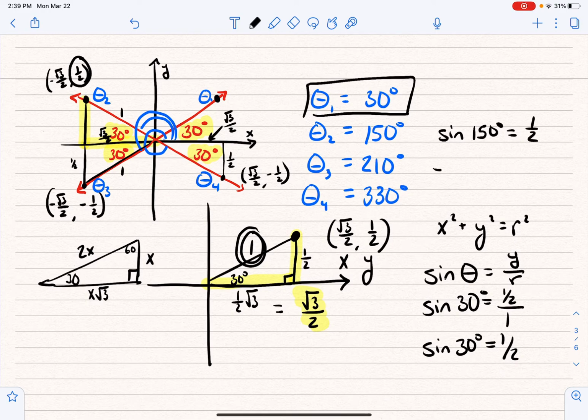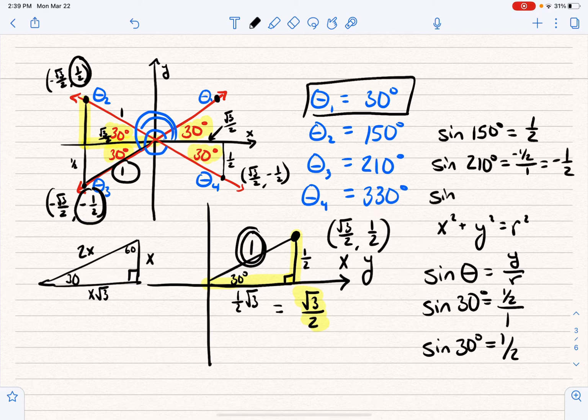What about the sine of 210? The sine of 210 is going to be y over r, which is going to be negative 1/2 over 1, which is negative 1/2. And lastly, the sine of 330, not 333, but 330, is going to be y over r, which is going to be negative 1/2 over 1, or negative 1/2.